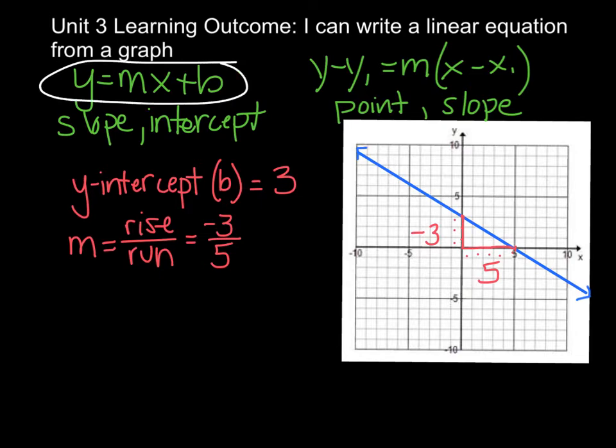Okay, so now that I have my b and my m, I can write my equation in our y equals mx plus b form. So I'm going to write y equals -3 over 5x plus b, 3.